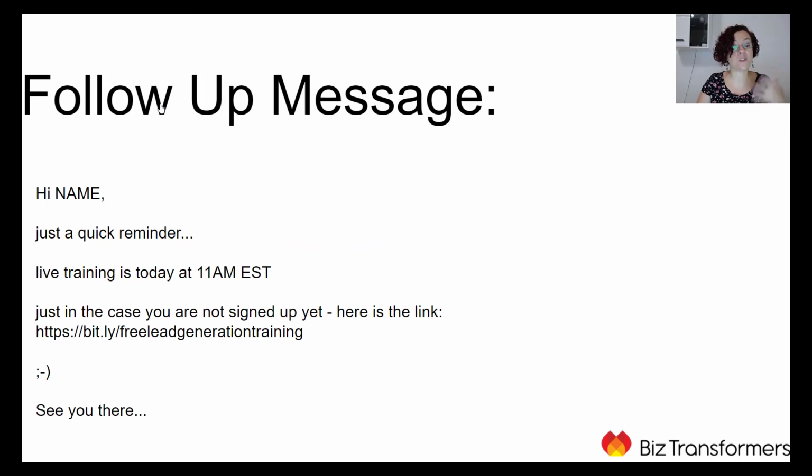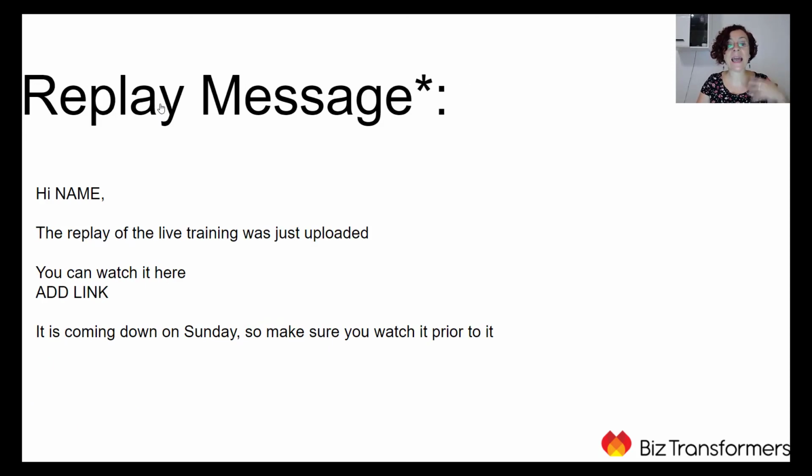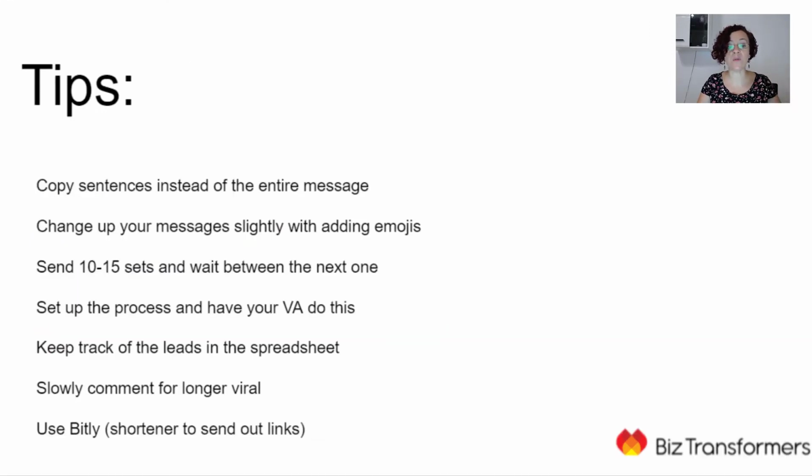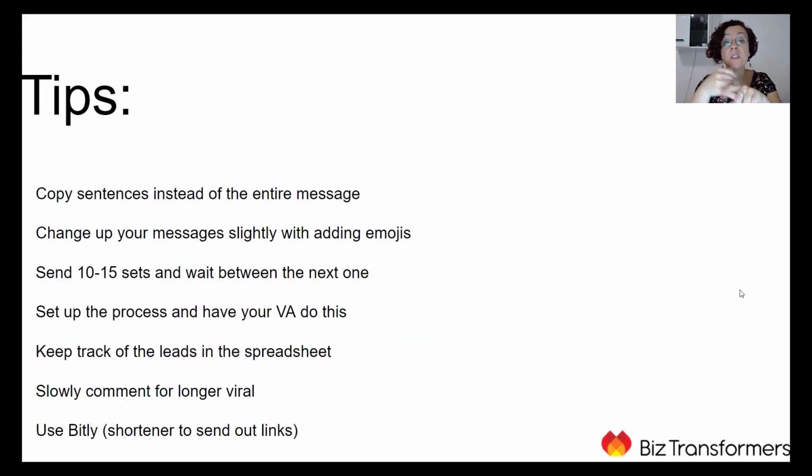The second follow-up message would be kind of like, hey, just reminding you that I have this live training happening on Wednesday at 11. Make sure that you join in, right? And the third one would be, I send them back to the replay of the training, adding the link and moving forward, right? Here are some tips for this. First of all, whenever I am doing this, I copy and paste parts of the message and not the entire message. I make it look like it's a real conversation. The second thing is you want to change up your messages slightly, and adding emojis is all you really need to do.